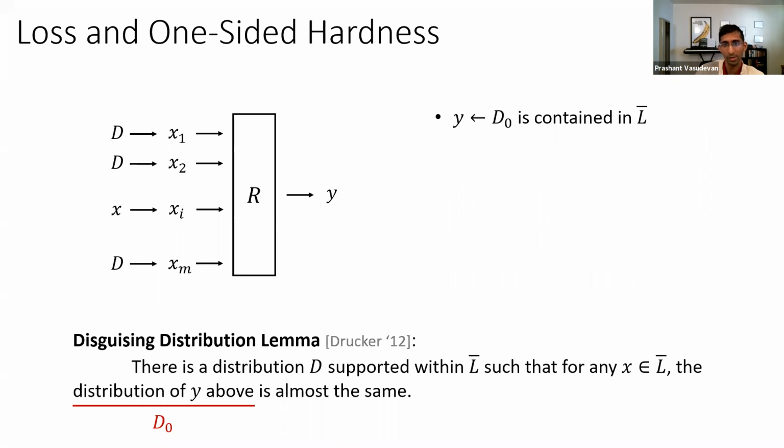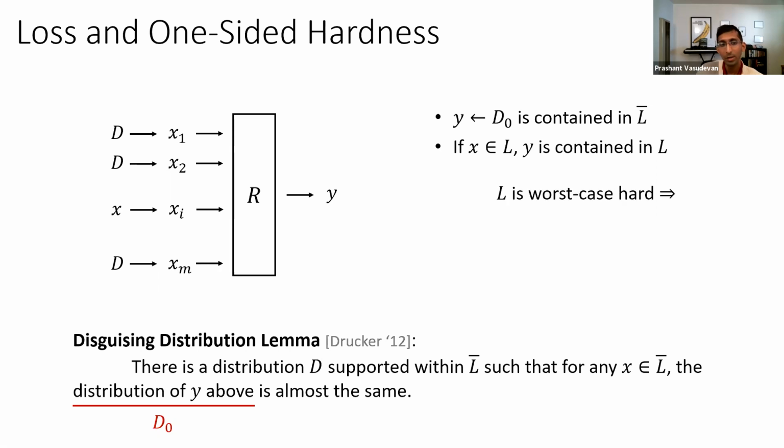Here are a couple of observations about this. First, if you take this distribution D0 of Y's that you get by taking an X in L bar and sampling from this D, then it's contained in L bar. It's not contained in L. On the other hand, if you do the same experiment with an X that is contained in L, then Y is contained in L, because this is a good OR reduction.